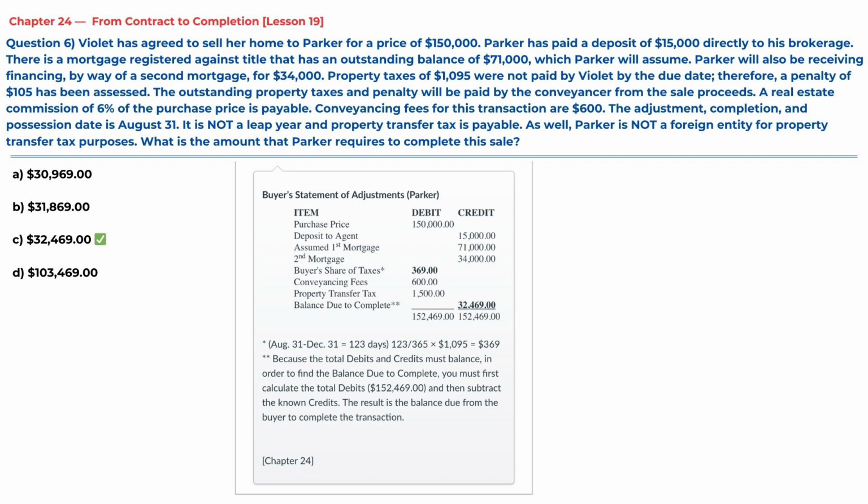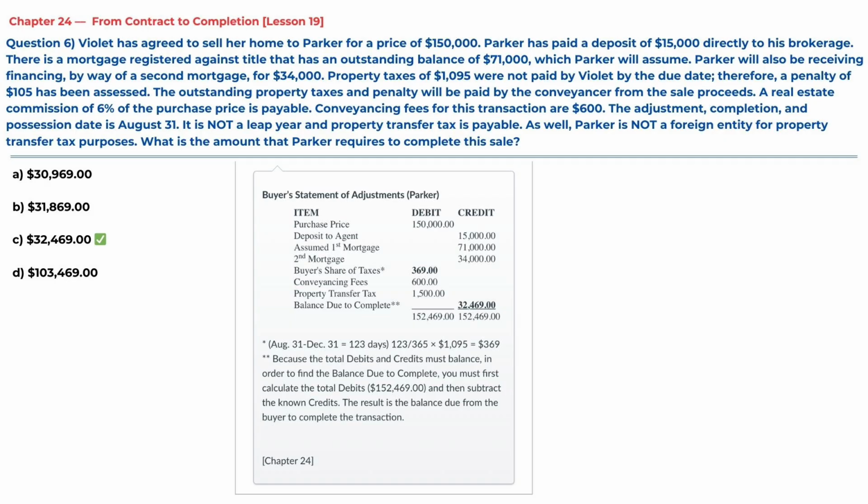Property taxes of $1,095 were not paid by Violet by the due date. Therefore, a penalty of $105 has been assessed. The outstanding property taxes and penalty will be paid by the conveyancer from the sale proceeds. A real estate commission of 6% of the purchase price is payable. Conveyancing fees for this transaction are $600.